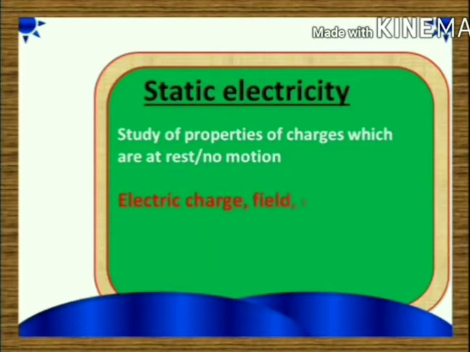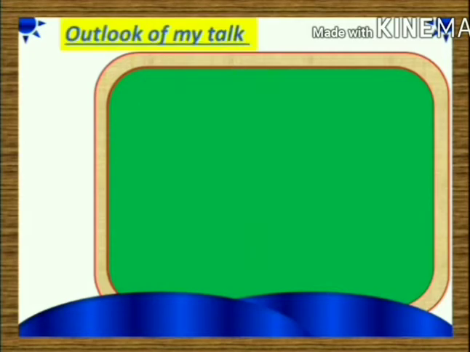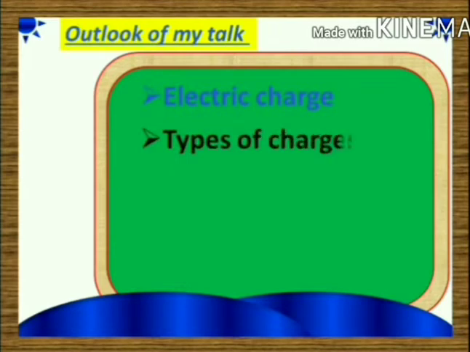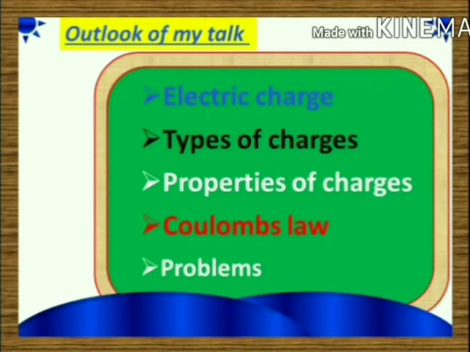In this chapter, we learn what is charge, how many types, what are the properties of charges, what is electric field intensity, electric flux, electric lines of force, and Gauss theorem in electrostatics and its applications, electric potential and how to find electric potential. All these things we will learn in this chapter. Today I am going to discuss what is electric charge, how many types of charges are there, what are their properties, and finally Coulomb's inverse square law.